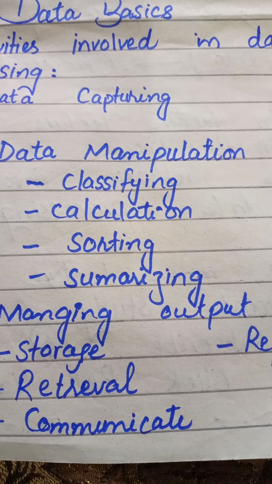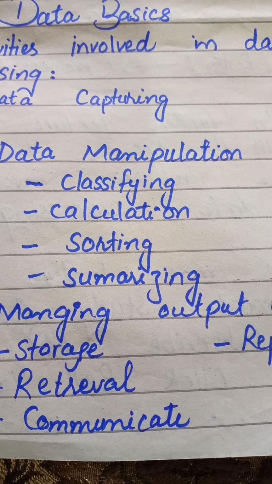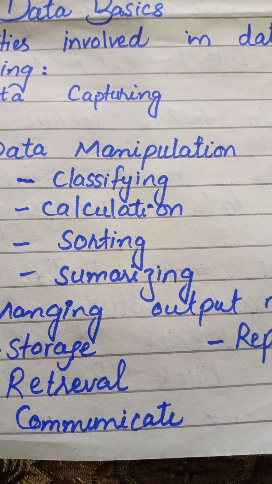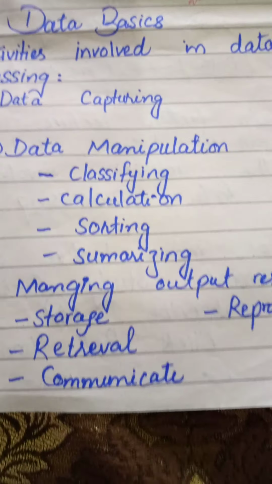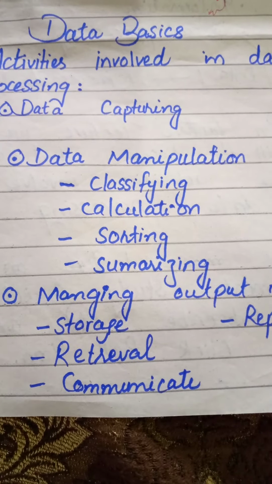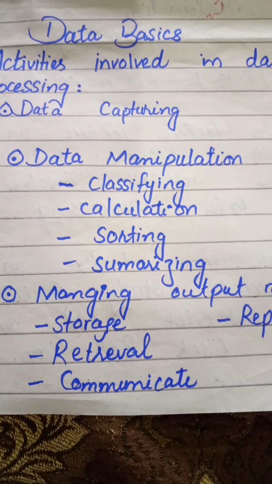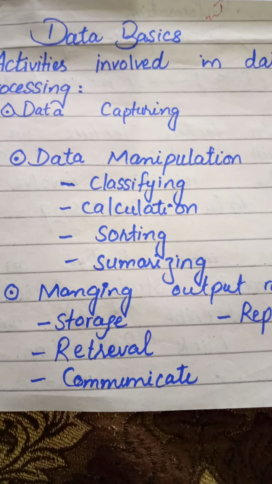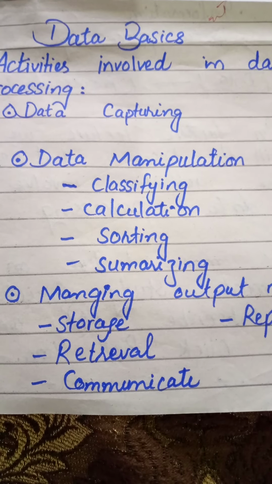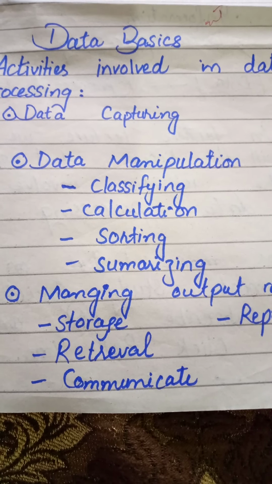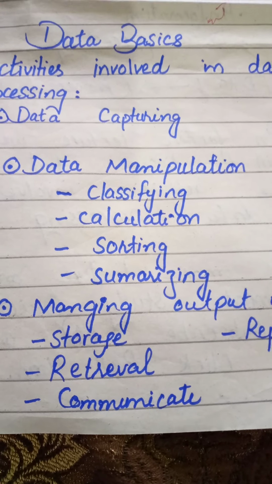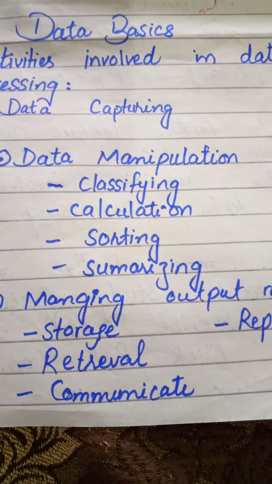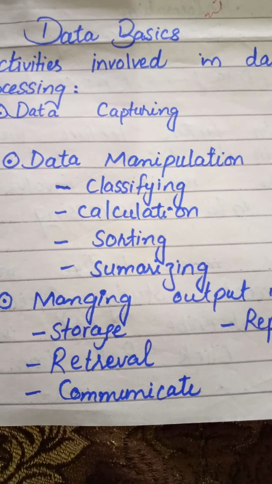Summarizing, the last step of data manipulation is summarizing. The process of reducing a large amount of data into a small size that is more easily readable by us is called summarizing. We have huge information, and by capturing and processing with different operations, we can summarize the data so that it is easy to read, like class 6 and class 5 results.